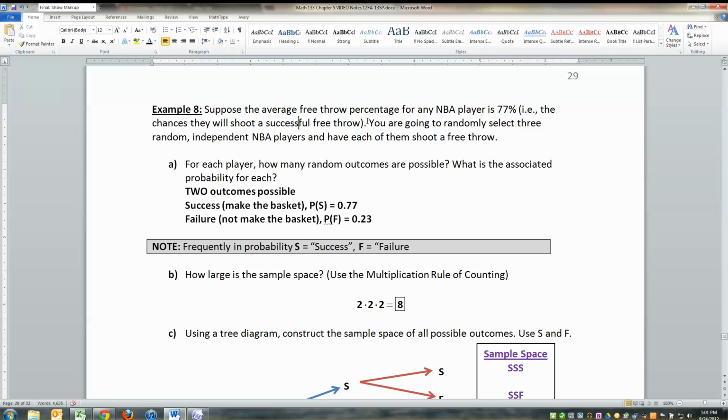All right, so for each player, how many random outcomes are possible and what is the associated probability of each? So for each player, there's 2 possible outcomes. They could succeed, i.e. make the basket, and the probability of that is 0.77. Or they could fail. Probability of failure is 0.23.